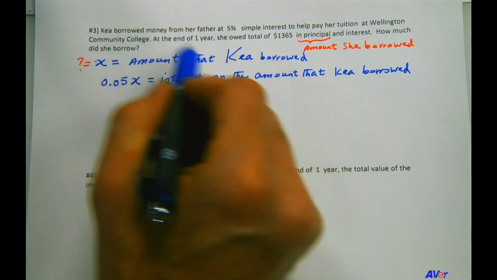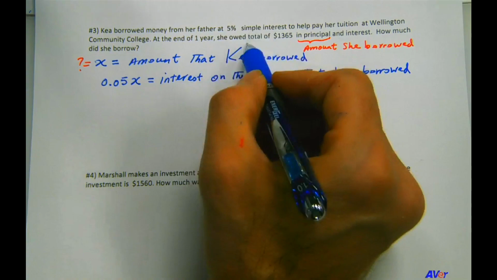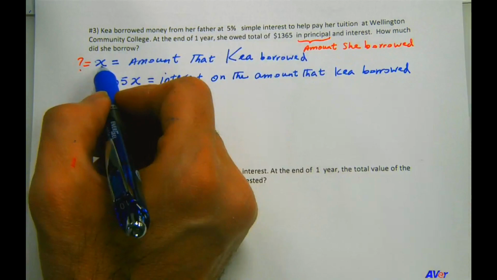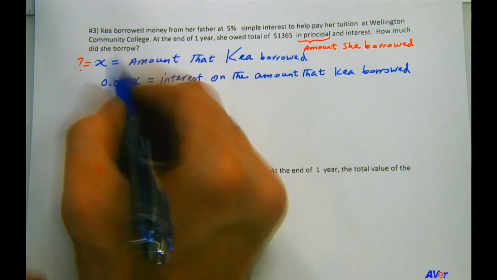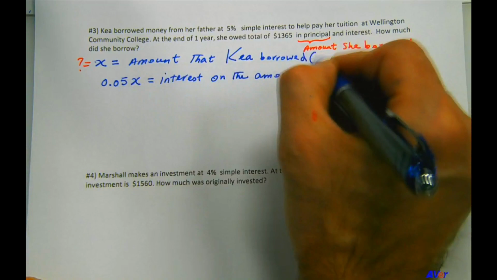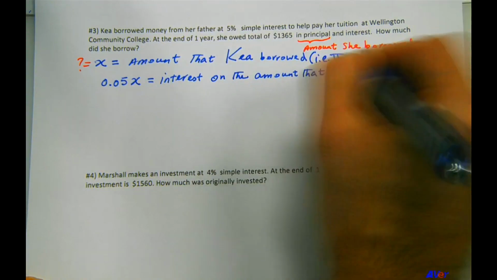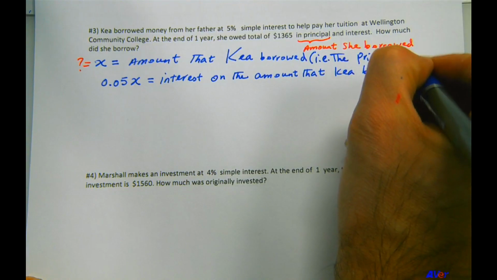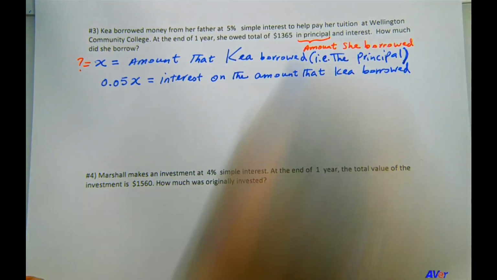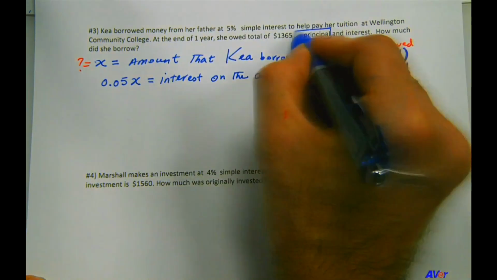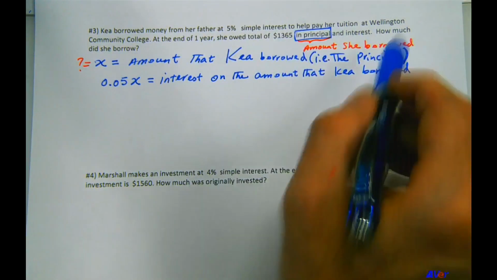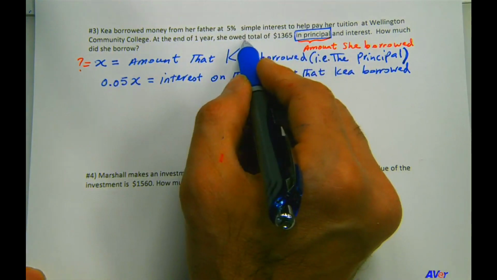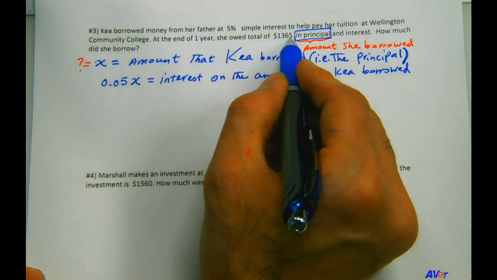So we know that at the end of 1 year, she owed a total of $1,365 in principal and interest. As a matter of fact, let me say X is the amount that Kia borrowed, i.e. the principal. Okay, I want to make sure that you guys understand what that is, the principal. How much did she borrow? Okay, so let's translate that. She owed a total of $1,365.